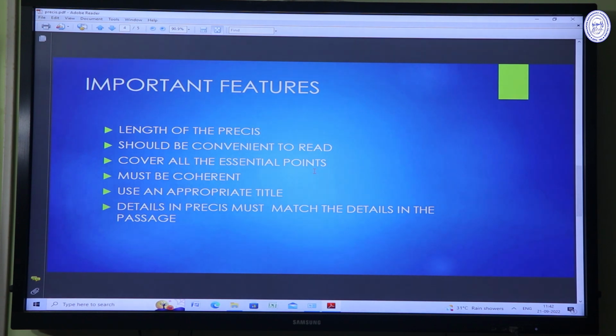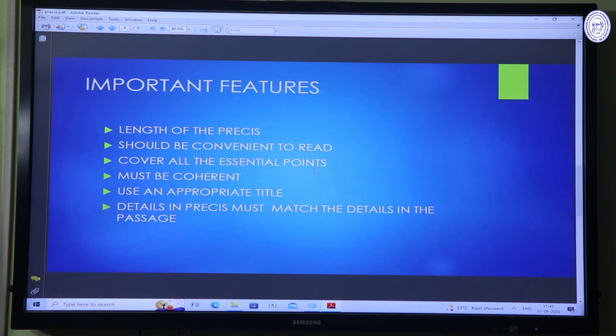Covering all the essential points. I think I have already told this, that your Precis, just to fit into the words, must not miss out on the important points. And therefore, I have told you, when you read the passage for the first time, please make a list of important points. Then, when you draft the final version, you can be certain that no point will go missing. So, that is very important.